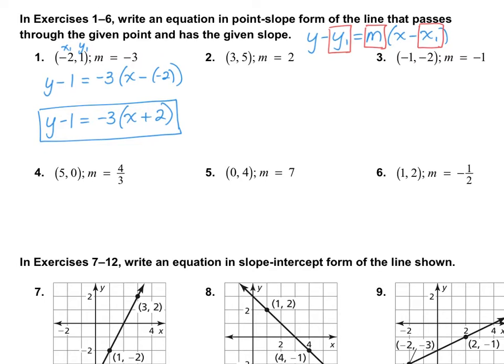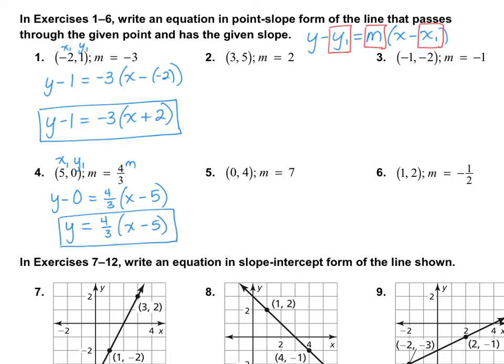Most of the rest of these problems are the same. I am going to do numbers 4 and 5 because they have zeros in them. So on number 4, this is my x1, this is my y1, and then my slope is here. So it's y minus y1 is 0 equals my m, and then x minus x1 is 5. Okay, now whenever you have a 0 here, you can simplify it by taking that 0 out. So y equals 4/3, and then leave in parentheses x minus 5 if you're asked to leave it in point slope form. Otherwise, if it's slope intercept, you would of course distribute in the 4/3.